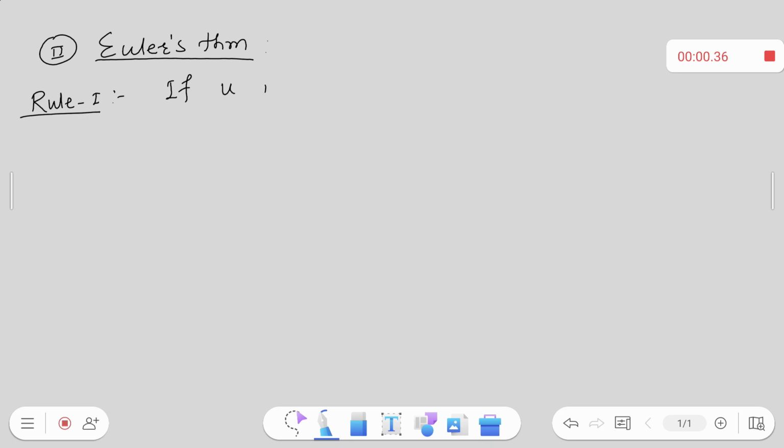If u is a homogeneous function of degree n, we already defined what a homogeneous function is and how we find its degree.